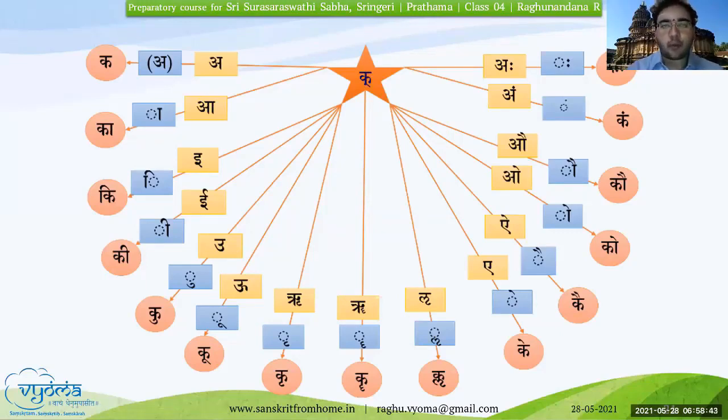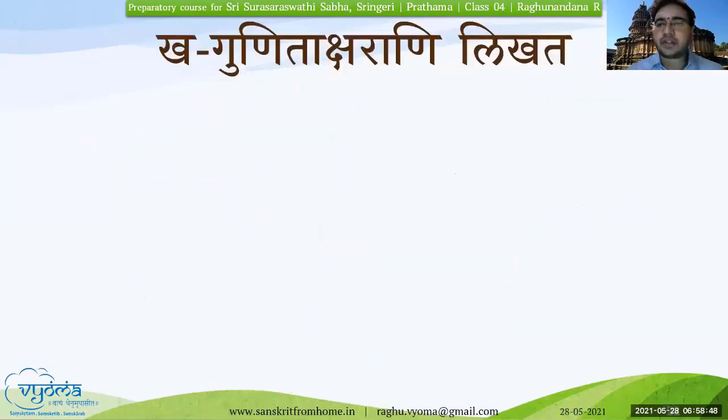Now, today we will do one exercise quickly. Let us all write the Gunitaksharani for the letter Kha, which is the second Vyanjana. I request all of you to open your notebooks and start writing the Gunitaksharani for Kha, so that we will get a good practice of it, and we will proceed further after that. I will give probably close to 1 to 2 minutes, and then I will continue further.